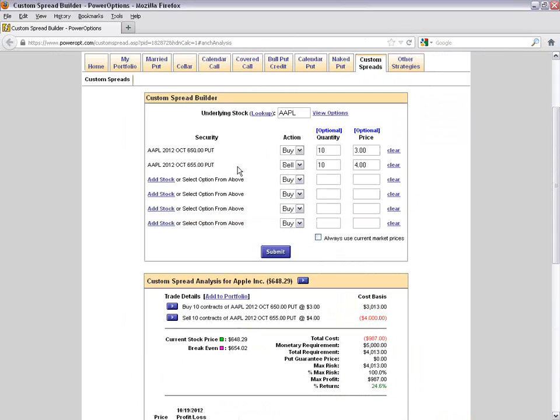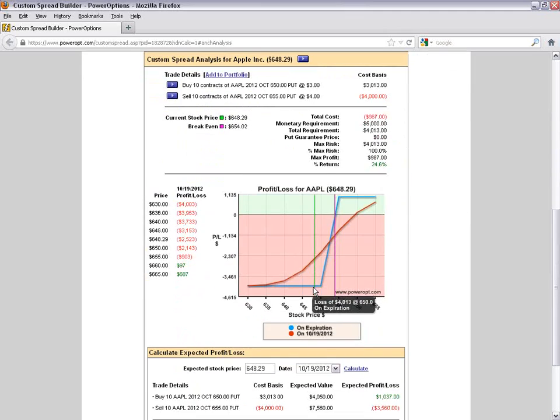And this pulls up the current position. We bought to open the 650 for 3, sold to open the 655 for 4. We know we're at a loss. Actually, we're only at a 50% loss. Remember, our full loss is still $4,013.